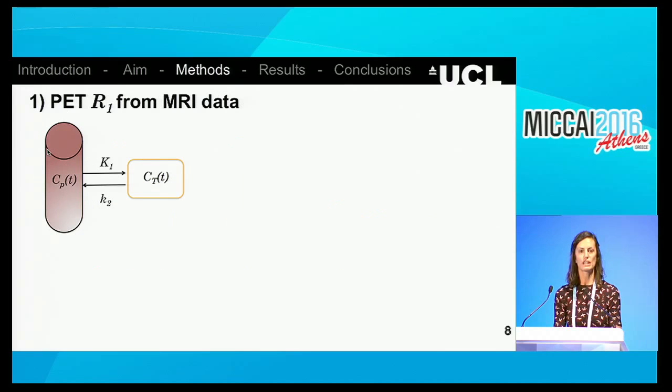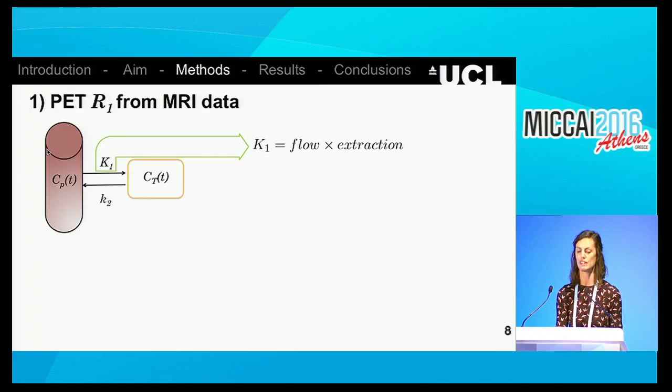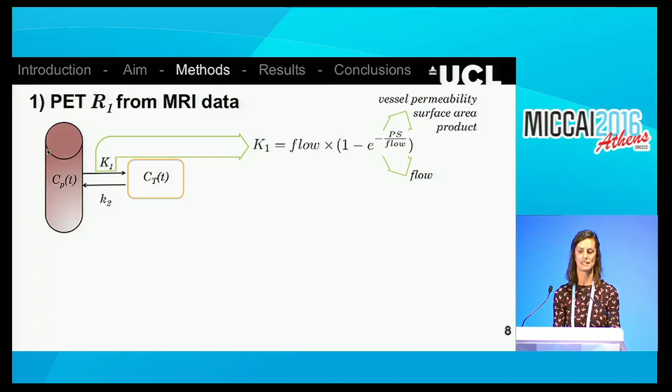So looking at our first modification, and how we get this R1 parameter from our MRI data. If we look at what K1 actually means, K1 is a combination of the blood flow and the extraction of the tracer. And the extraction itself will depend on both the vessel permeability and, again, the flow. So you have a nonlinear relationship between the two. However, if you assume that the vessel permeability is suitably high, then we can approximate this as a linear relationship. Now, what we want is the R1, which is the K1 over the K1 prime. So if we can measure flow in our tissue and flow in a reference region, then we can get an approximation of our R1 value.